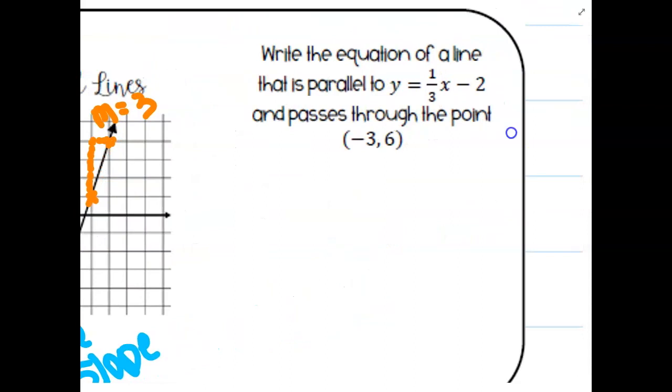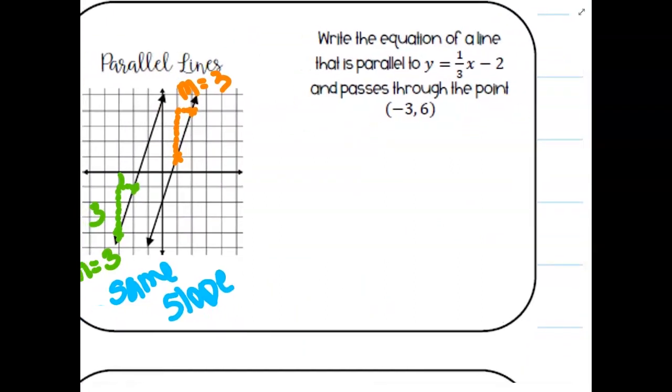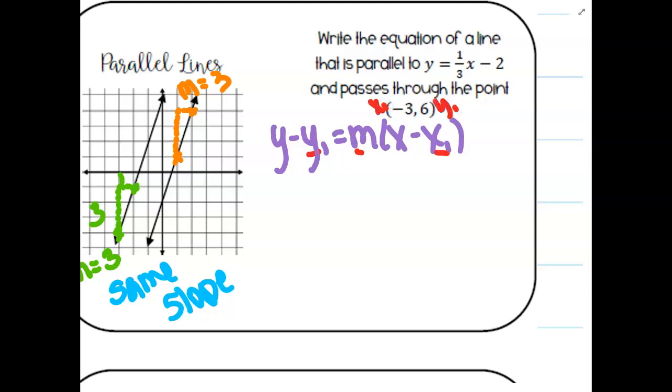Other than that, this is the exact same thing we have done earlier this week. So I want to write the equation of a line. It's going to be parallel to y equals 1/3 x minus 2, and it passes through the point -3, 6. Same exact thing we've done the last 2 days. We're going to use point slope form, y minus y1 equals m times x minus x1. To use point slope form, we need to plug something in for y1, m, and x1. Now I have the x1, y1, that's my point, but I need the slope.